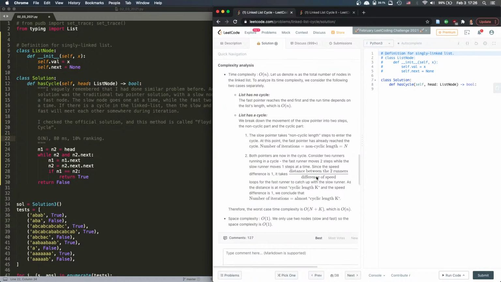So there are two runners running in a cycle. The fast runner moves 2 steps, while the slow runner moves 1 step at a time. It takes at most cyclic length k, and the speed difference is 1. So we conclude that the number of iterations equals at most cyclic length k. The worst case complexity is n plus k, which is O(n).